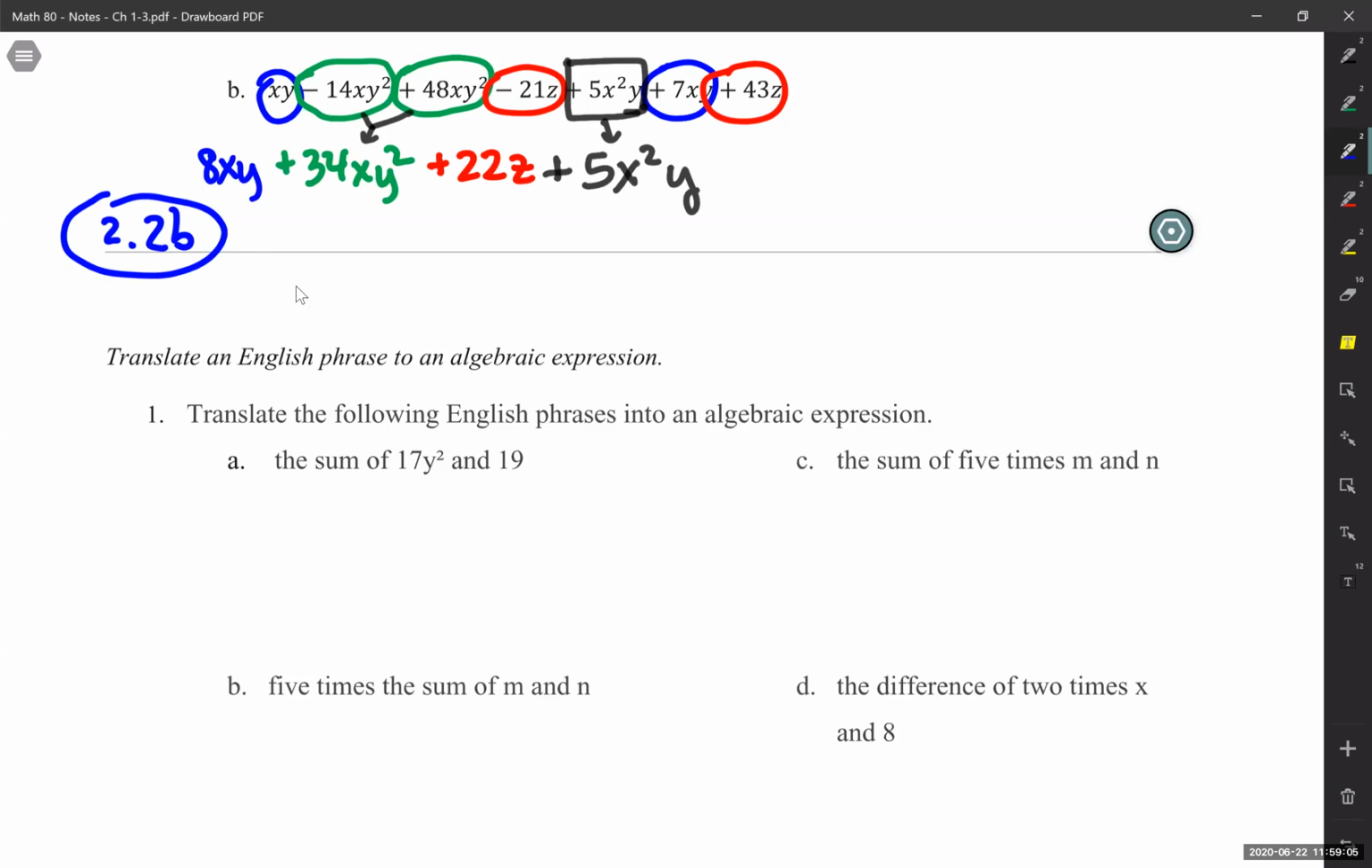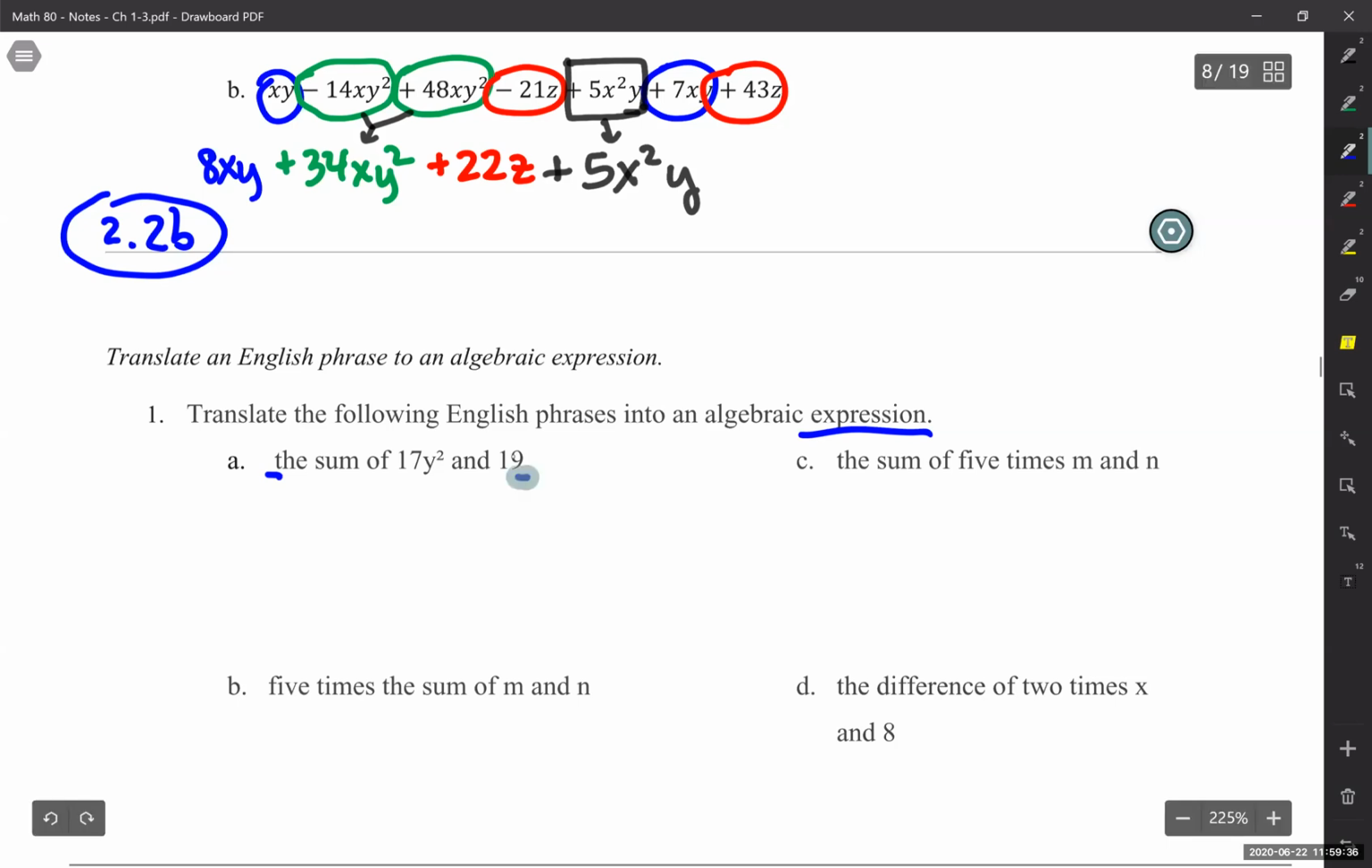We are going to translate the following English phrases into algebraic expressions. So first of all, you'll notice no capitals, no periods. These are phrases. It also said it was an expression, so we know that these are not equations. These are expressions. Oops, something is going on with my computer and I can't see my screen. Okay, I'm back. All right, so we have these expressions here.